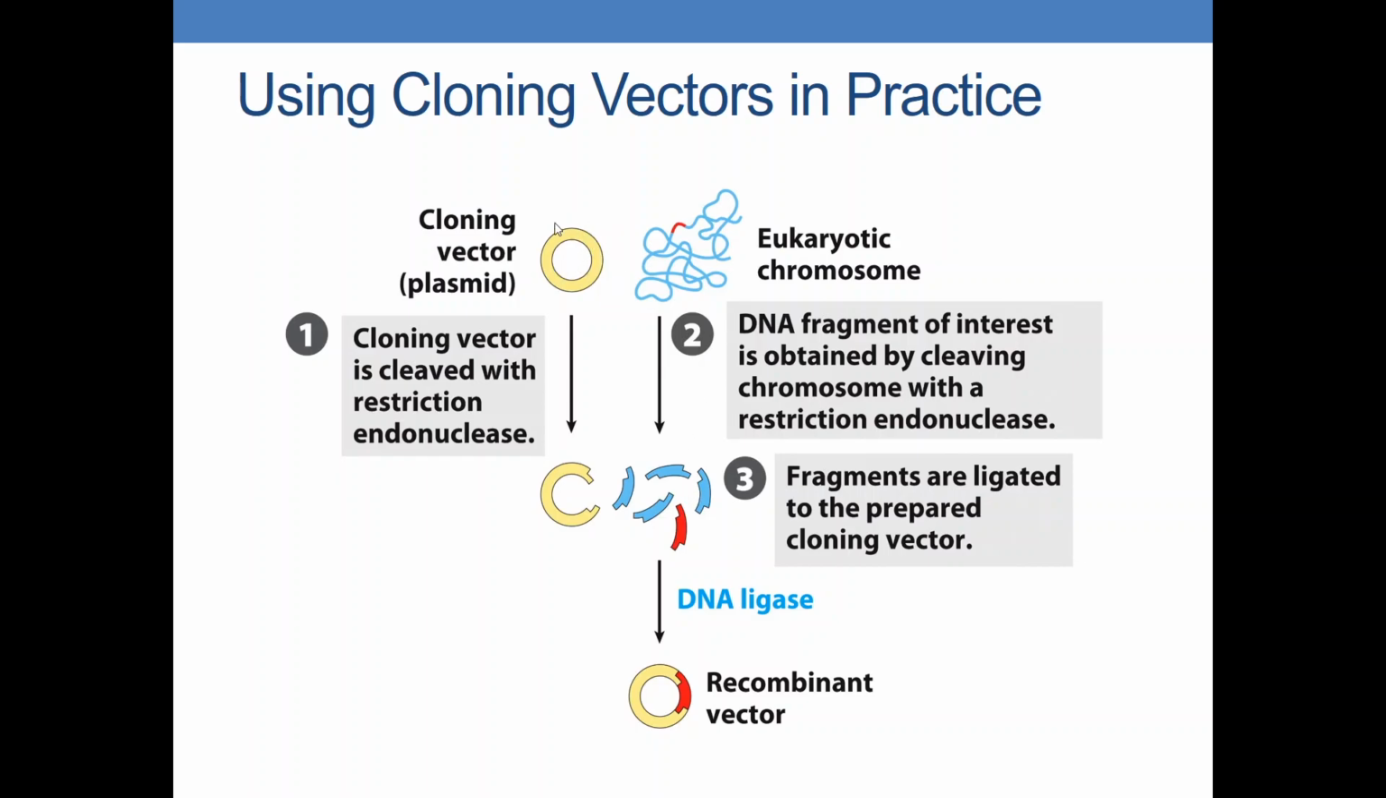Now, in order for these to be useful, you need to cut your vector open. So you're going to basically treat your vector with a restriction enzyme that is going to open up the circle into a linear DNA with ends that are compatible, that are ready for annealing.